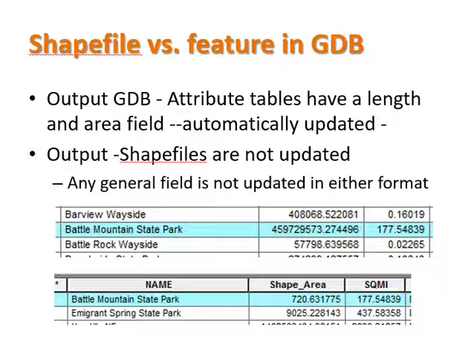The output of a shapefile is not updated. So if Battle Mountain State Park, down in this lower image, were a shapefile and I cut Battle Mountain State Park in half, it would not update the shape area. Now, generally, any of the other fields are not updated even in a geodatabase. So if I had a field saying average visitors per year, and now there are two Barview Waysides, and the average visitors was originally 50, both of these would show average visitors of 50.